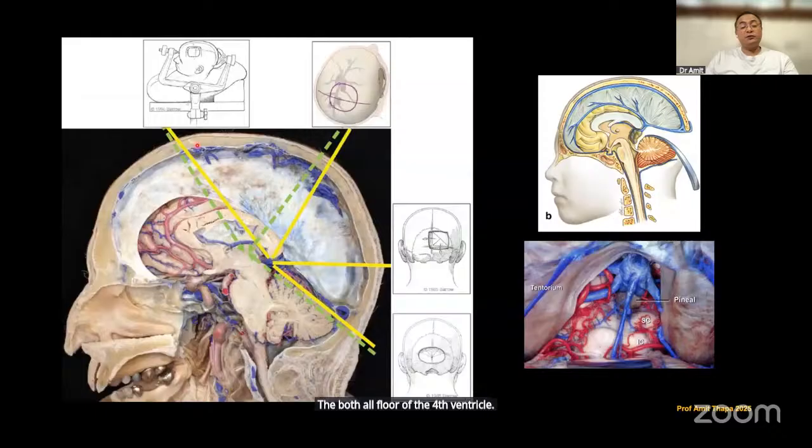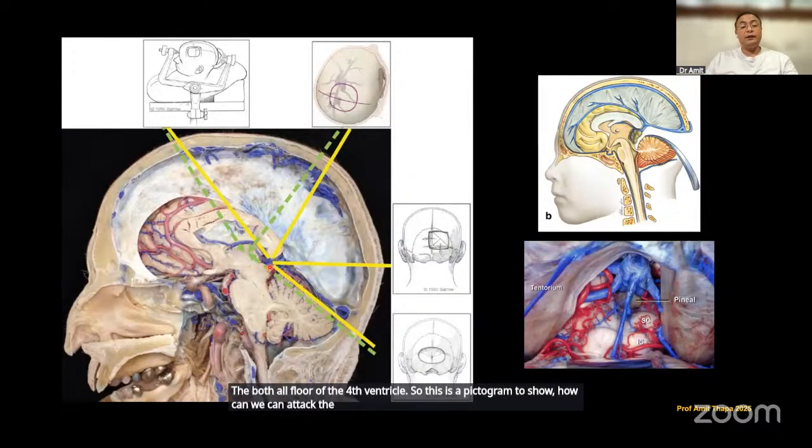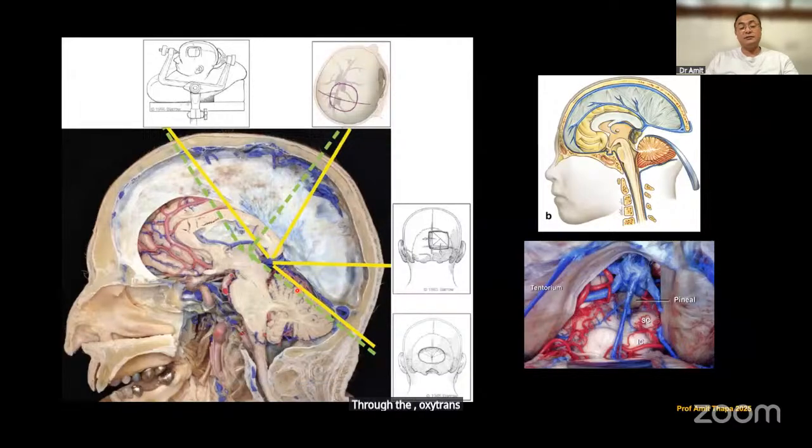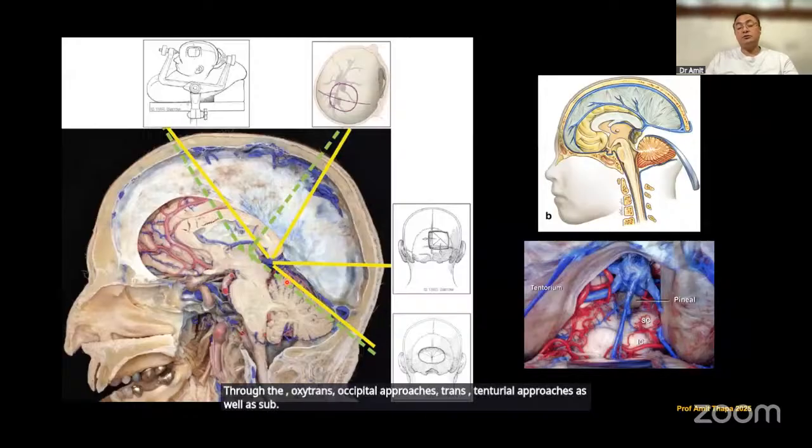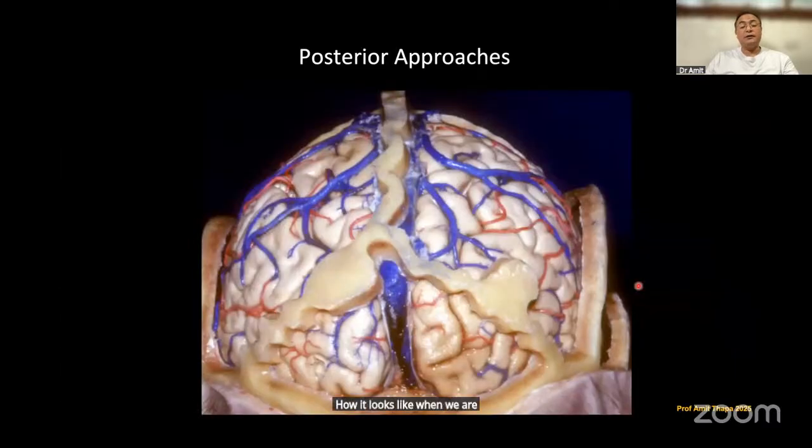So this is a pictogram to show how we can attack the posterior part of the midbrain through the transoccipital approaches, transtentorial approaches, as well as infratentorial supracerebellar approaches. This is a picture to show how it looks when we are coming down from underneath the tent.